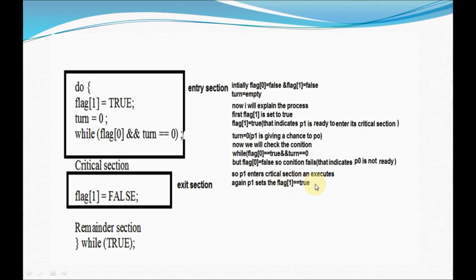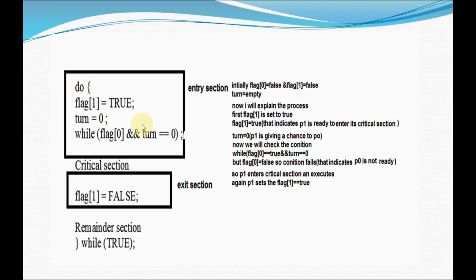So see here again P1. Sorry, it's a mistake here. So P1 enters the critical section. It executes, but again P1 sets the flag 1 value to false. Getting, guys? Flag 1 value will again be set to false. In this way, P1 is executed in its critical section. It has given the chance to P0, but P0 is not interested. That's why P1 is executed.